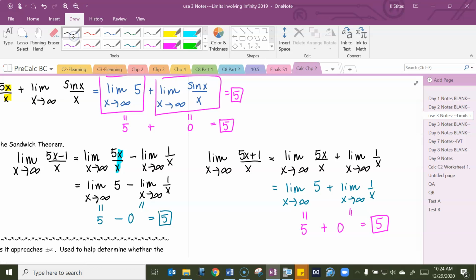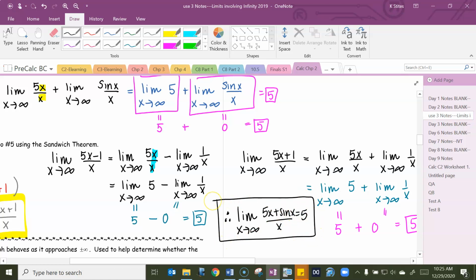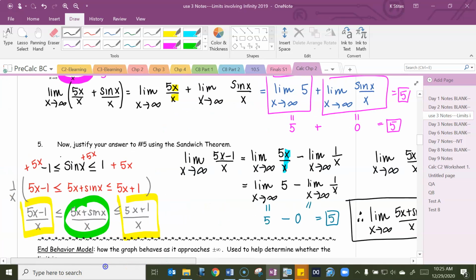But when you do the sandwich theorem, you are going to have to confirm that you got the same thing. So somewhere we're going to say, therefore, the limit as x approaches infinity of 5x plus sine x over x equals 5. And there you go.